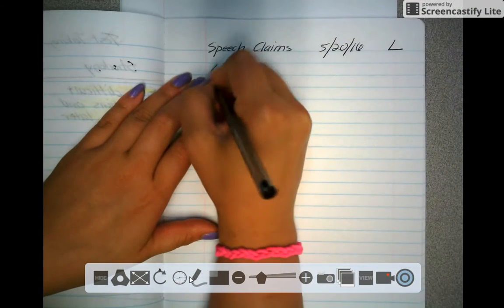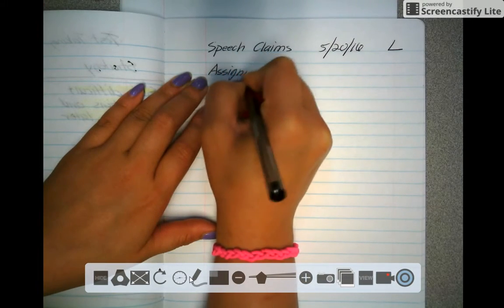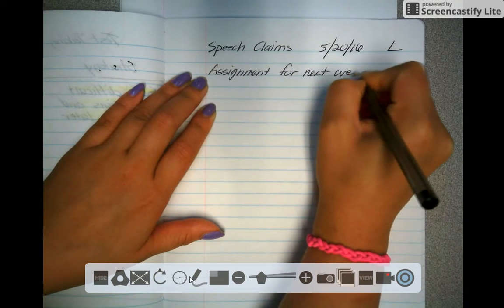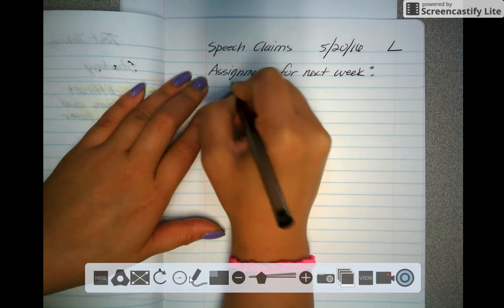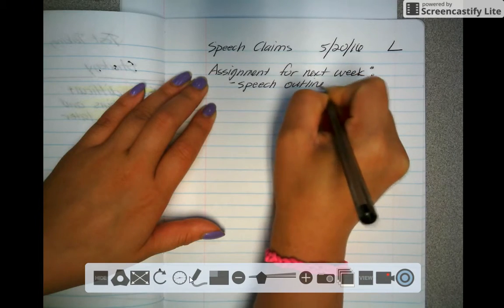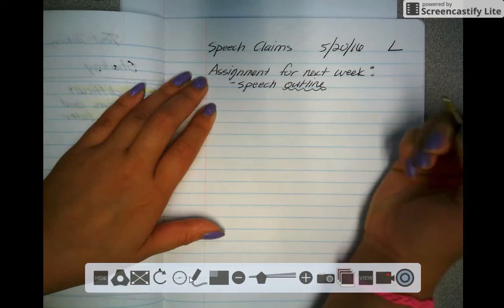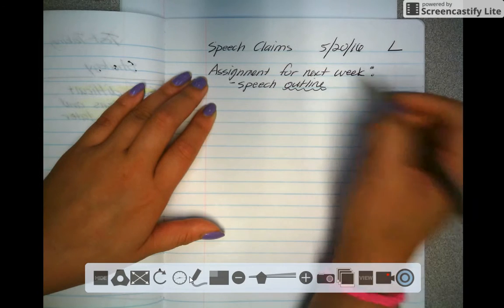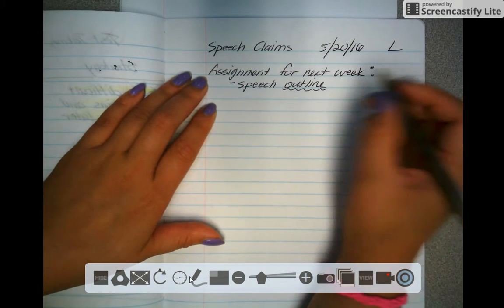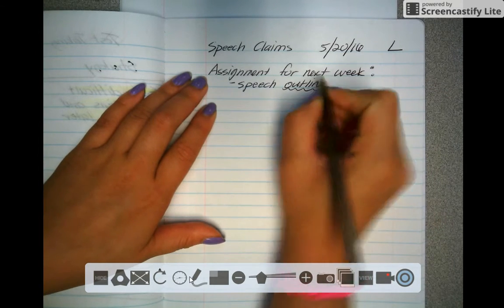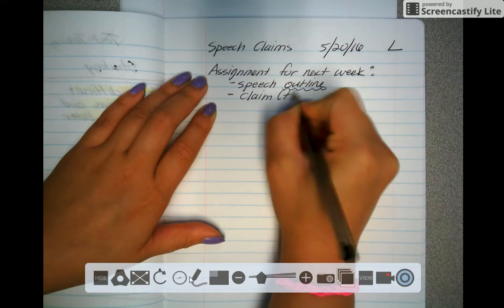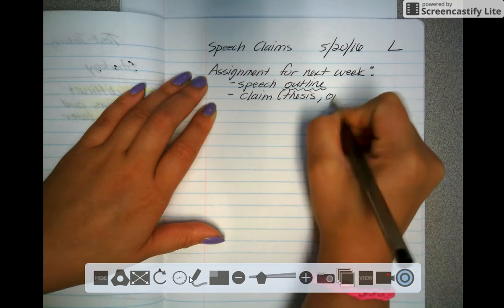So your assignment for next week, you are going to make a speech outline. And when I say outline, I mean that you are writing just an outline. You're not writing the whole speech. Also, you will not be presenting the speech. You will just be turning in your speech outline. Your speech outline will need to have a claim, right? Also known as your thesis, also known as your opinion.